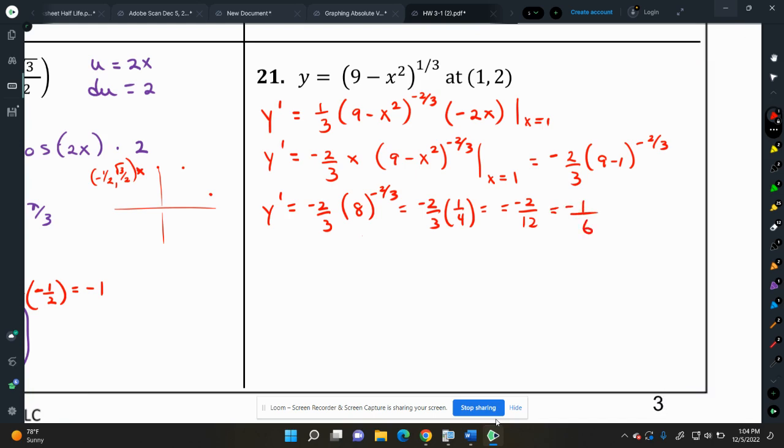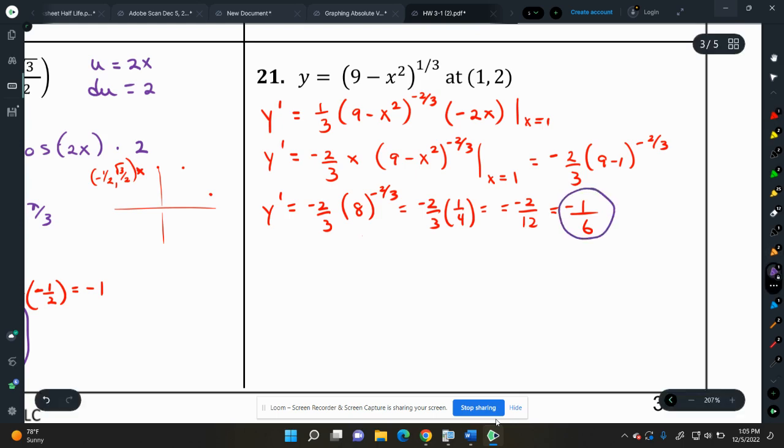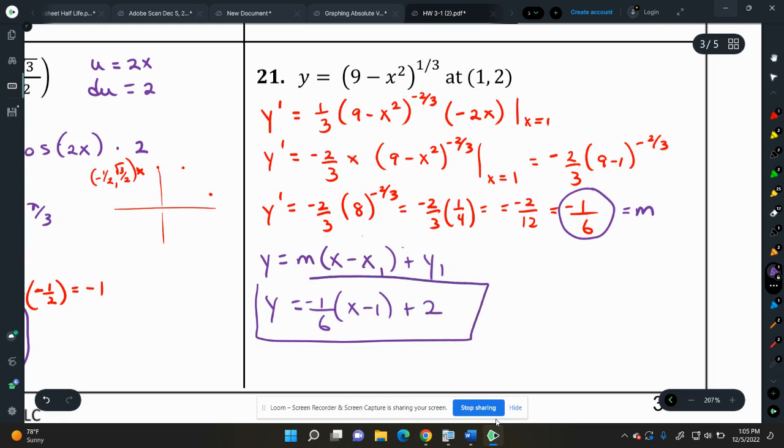One of the dangers with these problems is you do all this work and you haven't even gotten to the answer yet. This is something that we need in order to get to the answer. So this is my slope. So y equals m times x minus x1 plus y1. Remember, you always want to go back and read the question. So y equals negative 1/6 times x minus 1 plus 2. Boom, we're done.